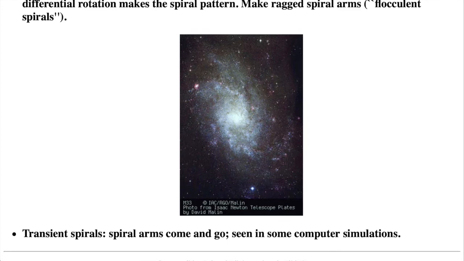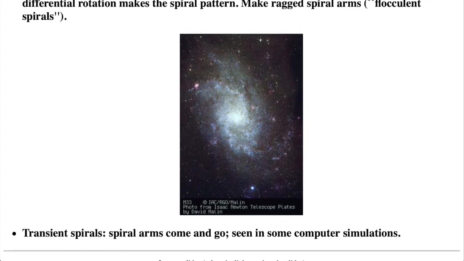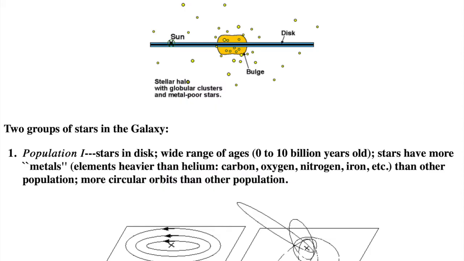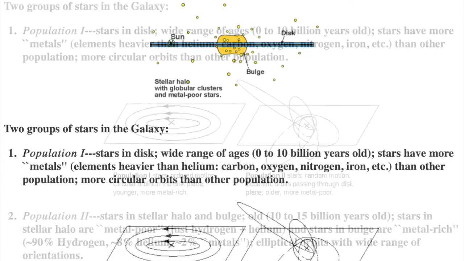The spiral density waves could establish the overall pattern in the disk, and the supernova explosions could modify the design somewhat. Next slide. There are 2 basic groups or populations of stars in the galaxy with very original names: Population 1 and Population 2.